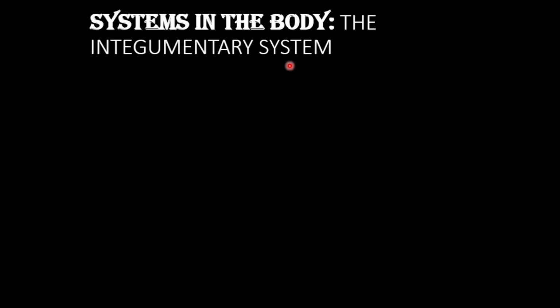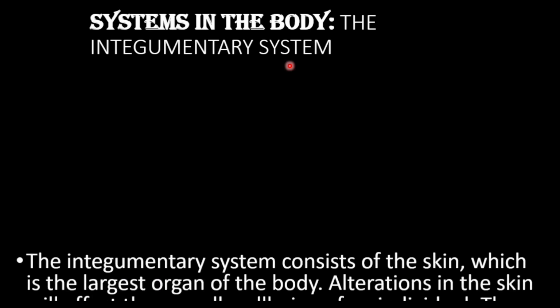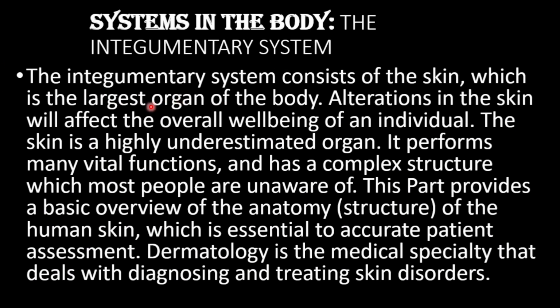Before diving properly into anatomy, today we are going to be talking about our first system, the integumentary system. The integumentary system is all about the skin. The skin is the largest organ in the body, and it is a very underestimated organ which affects our overall well-being. So we have to be aware of the anatomy or the structure of the skin to be able to accurately assess patients.